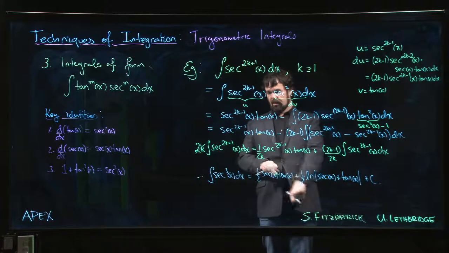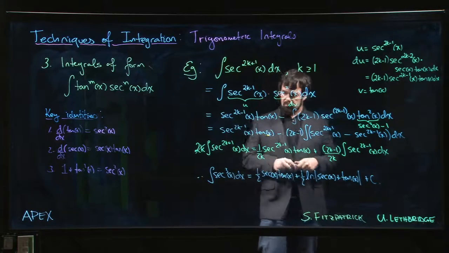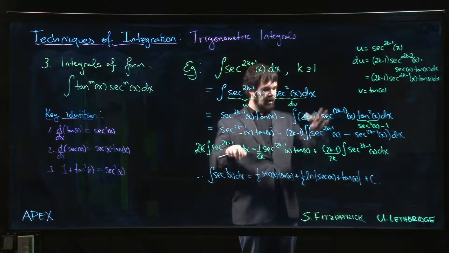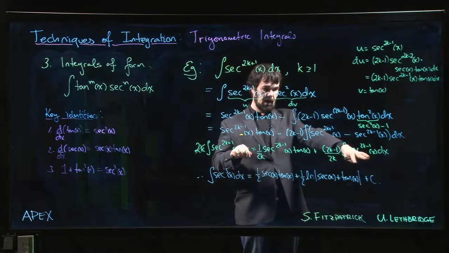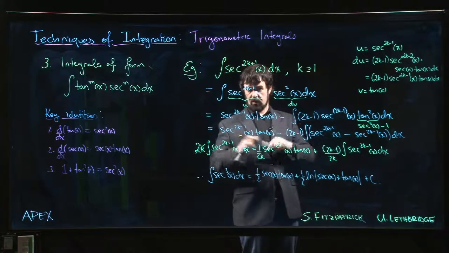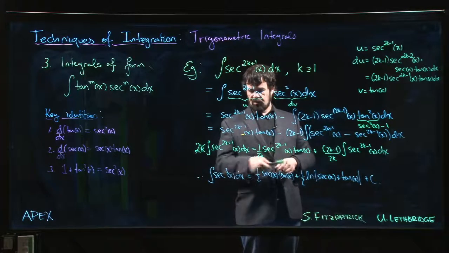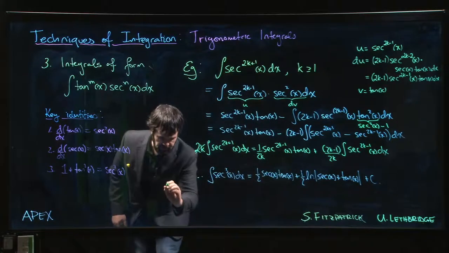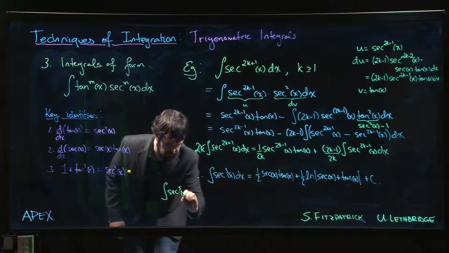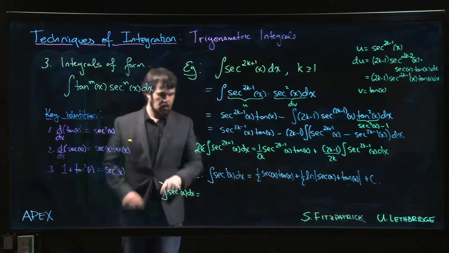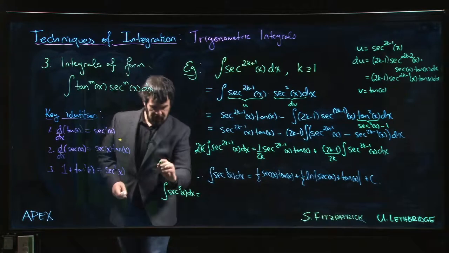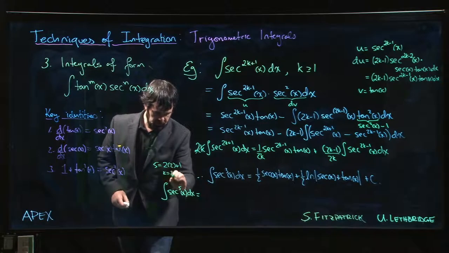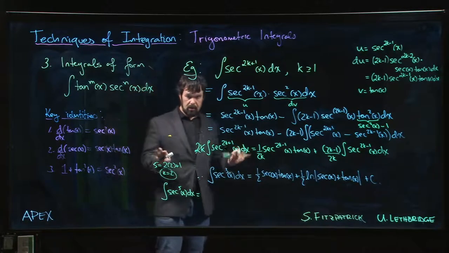Now the point is, we haven't obviously evaluated it all the way. I mean, how can we? I didn't tell you what k is. But you'll notice that the integral we started with is written in terms of another integral involving a power of secant, but the power is 2 less than the one that we started with. So once you know the integral for, say, secant cubed, that means if I wanted the integral for secant to the 5, 5 is 2 times 2 plus 1, so k would be equal to 2 in this case.